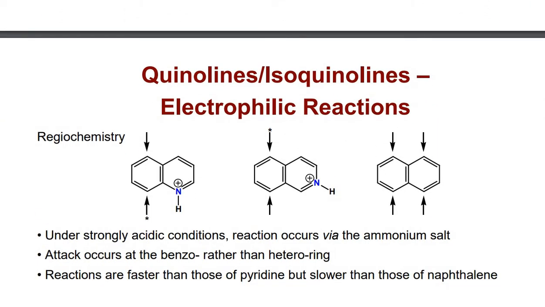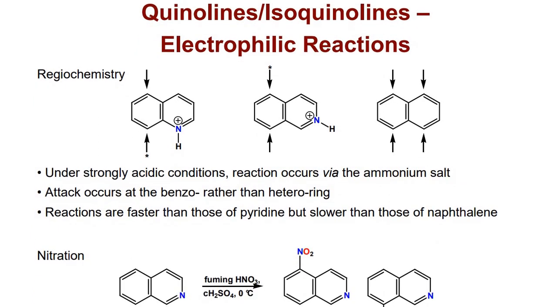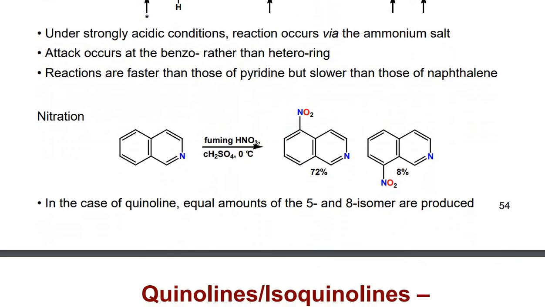Now, electrophilic reactions. Regiochemistry, you can see, as in the case of naphthalene. Under strongly acidic conditions, reaction occurs via the ammonium salt. Attack occurs at the benzo ring rather than the heterocyclic ring. Reactions are faster than those of pyridine but slower than those of naphthalene.